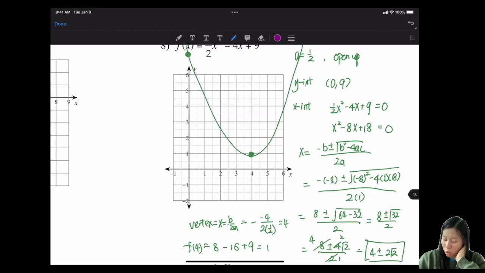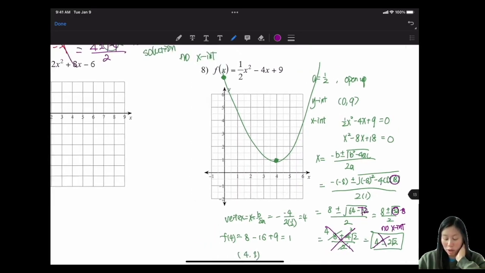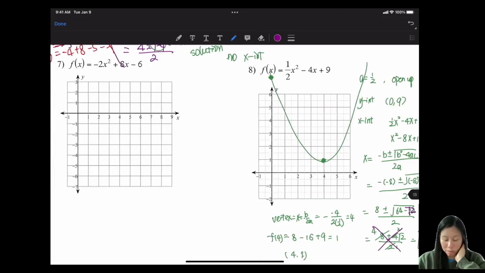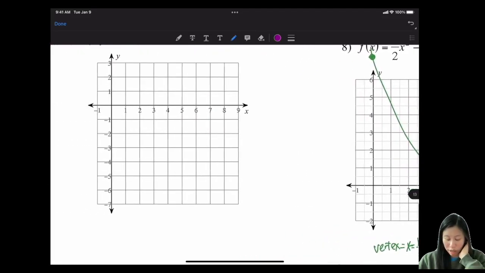Here, 4 times 1 times 18. This is not equal to 132 because I thought this was 8. So 4 times 18 should equal 72. So that means whatever inside here is a negative number, negative 8. If this is a negative number, that means there's no x-intercept, which matches our graph. There's no x-intercept when it opens up. Okay, let's do another one.